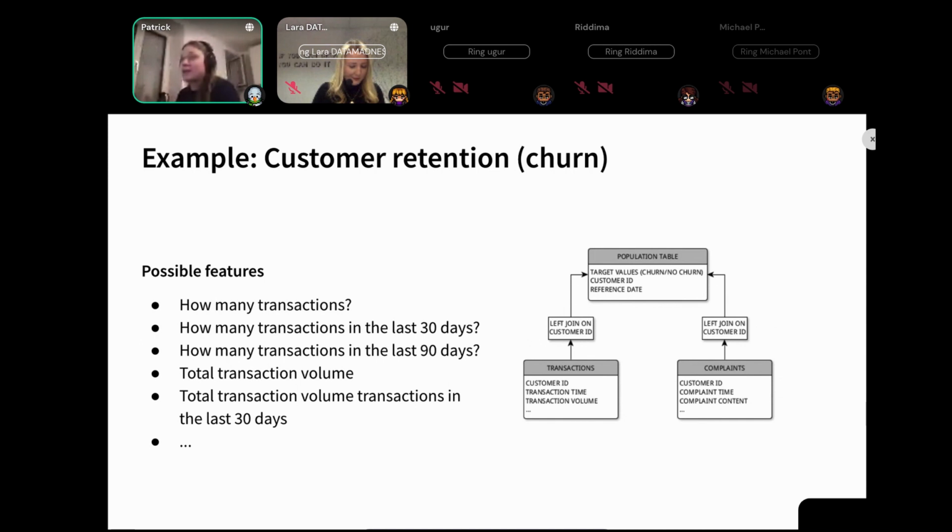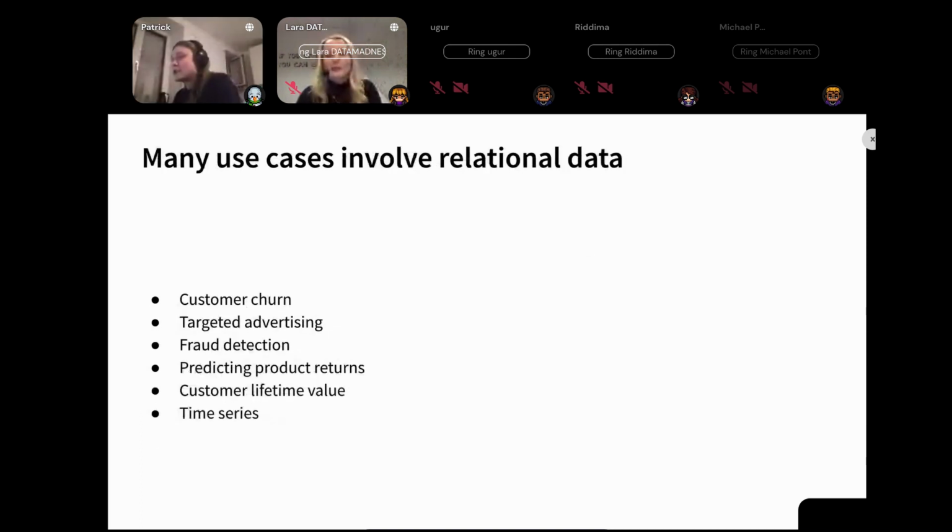So these are just a couple of ideas of the kind of features that you could build if you wanted to predict customer retention. And as a matter of fact, it's not just customer churn, it's not just customer retention. There are actually many use cases that you will see in the real world that involve this kind of relational data. Another thing you might think of is targeted advertising. For instance, you have a new product at your company and you want to promote this to your customers, but you don't want to just send everybody a letter. Instead, you want to find out what kind of customers might be most interested in this sort of product. And again, you might have a customer history.